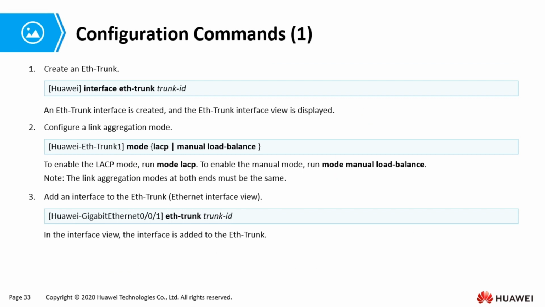How are we going to do the configuration of the Eth-Trunks? Basically, it's quite straightforward. You go into the Huawei interface Eth-Trunk and create your Eth-Trunk ID. For example, here you put trunk 1. After that, you determine whether the mode is LACP or manual mode. Then you go to the particular switch and interface to bind to the Eth-Trunk group that you have created.